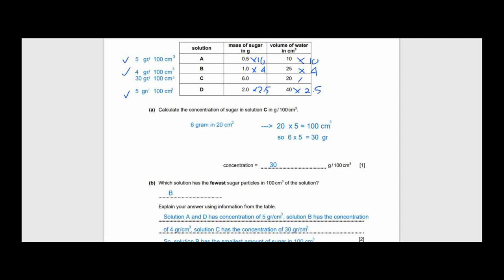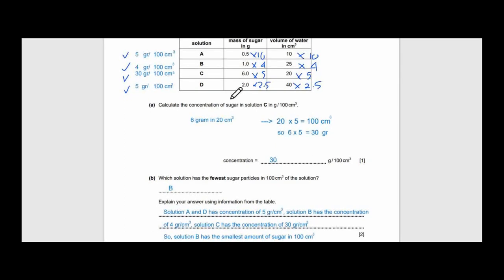While this one we have explained earlier: 20 times 5 to go to 100, so 6 times 5 to go to 30. So that's how we got the concentration of the solution. Next, let's move on.